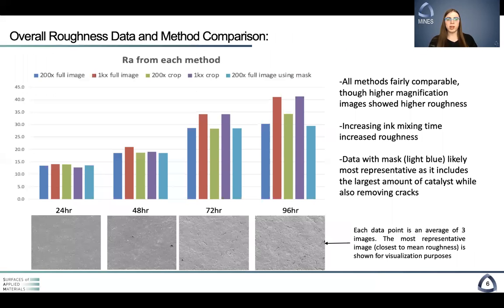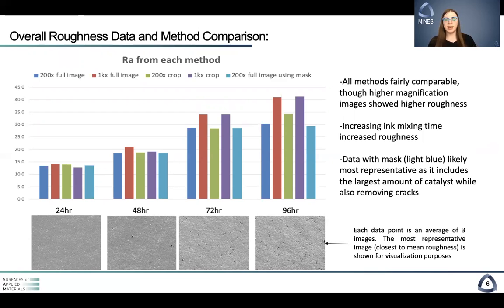So here's what our results look like. In each section, from left to right, we have the low magnification image, the high magnification image, the low magnification image cropped to an area without cracks, high magnification cropped to an area without cracks, and then the low magnification using the masking algorithm shown before.